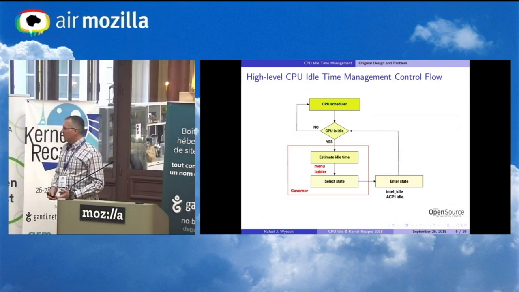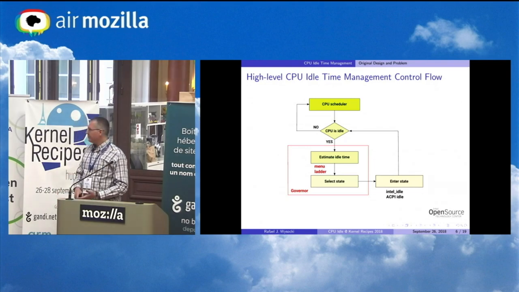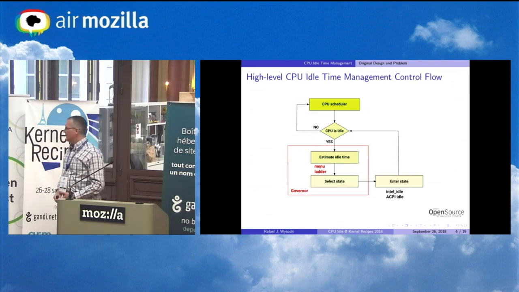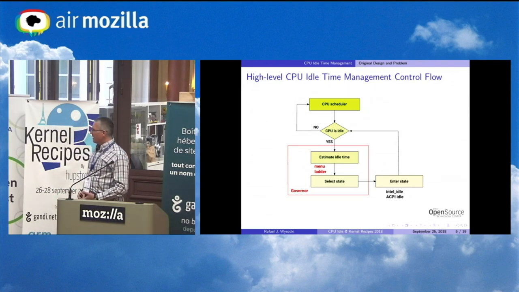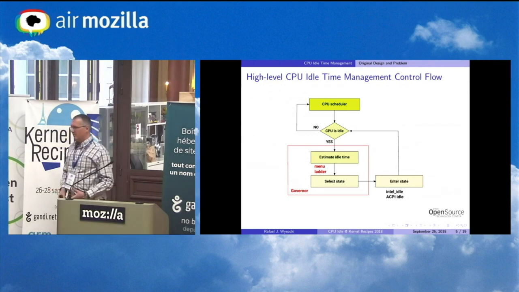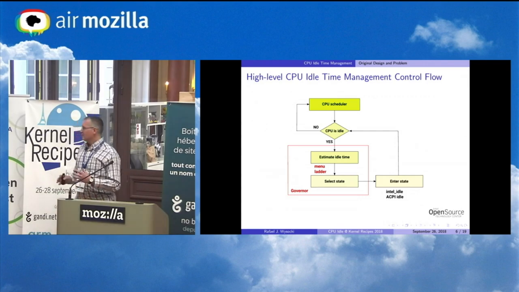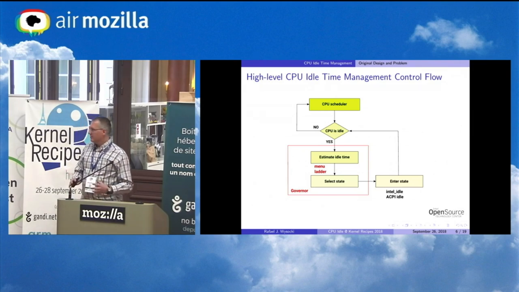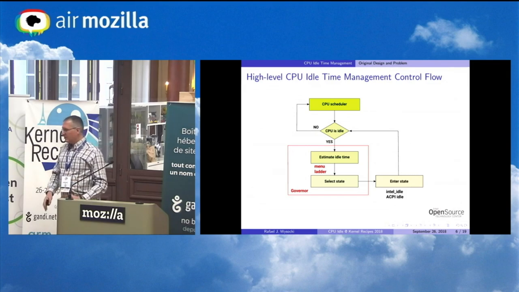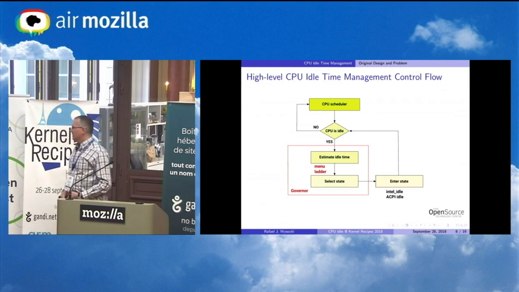There are two idle governors in the kernel today. One is called menu, the other is called ladder. They are used in different cases. I will get back to that. And then when the idle state is selected, by the way, the governor is independent of the hardware. All of the list of idle states available is abstracted in such a way that the governor can work with it regardless of what the hardware is.